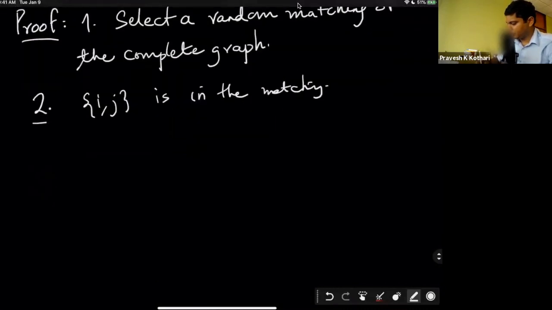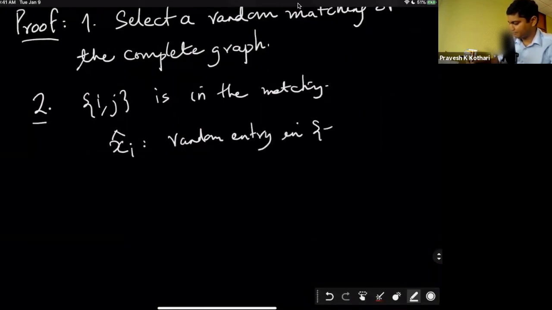So then, choose x hat i to be random, just uniformly random entry in plus minus 1. So one of the endpoints of this edge. So basically, what I'm trying to do is get objective value contribution only from the pairs that I picked, only from the entries of B inside this matching. That's what I'm trying to do. Okay. So here's how I'm going to accomplish that.